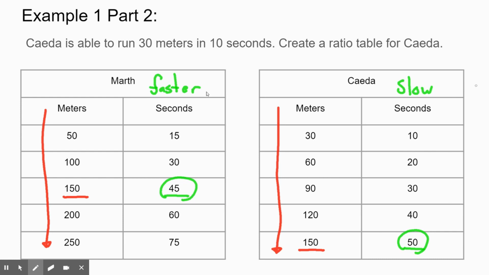You could have also done this by looking at the seconds. You'll notice both people have a time of 30 seconds, and if we look at how far they've gone in those 30 seconds, Marth has still gone further in 30 seconds than Sita. Only by 10 meters, which isn't very long, but it's still going to suggest that he's a little bit faster.